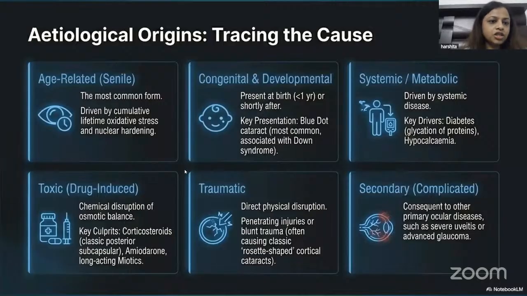To describe the etiology-based classification of cataract, the most common one is age-related, then congenital, and systemic metabolic causes, like diabetes, hypocalcemia and other metabolic diseases. Toxic causes include the most common drug involved, which is corticosteroid, and other drugs like long-acting miotics. Traumatic is due to trauma, as you all know. Then the most commonly seen cataract is the rosette-shaped cortical cataract, and the secondary one is due to complicated, other diseases. So that will be discussed later.